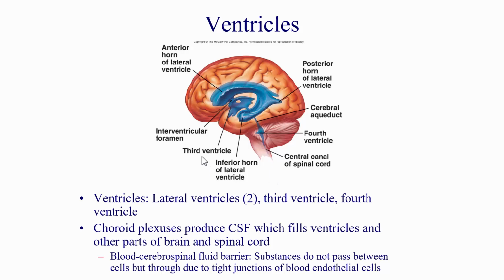And as I mentioned before, the choroid plexus produces cerebral spinal fluid, which fills ventricles and other parts of the brain and spinal cord. You're going to find the choroid plexus in the ventricles. So you'll see some just above the epithalamus. You'll find some in the lateral ventricles. You'll find some down in the fourth ventricle.